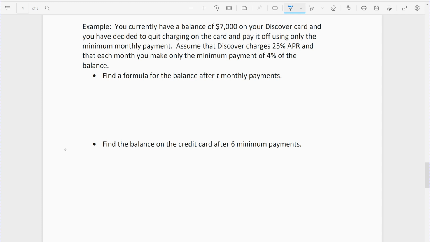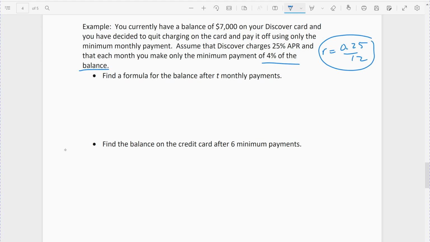Assume Discover charges 25% APR. Each month you make only the minimum payment, which is 4% of your balance, so 4% of what you owe. Right, that's the minimum monthly payment. So first I'm going to figure out R. R is 0.25 divided by 12. Oh, which that doesn't simplify.